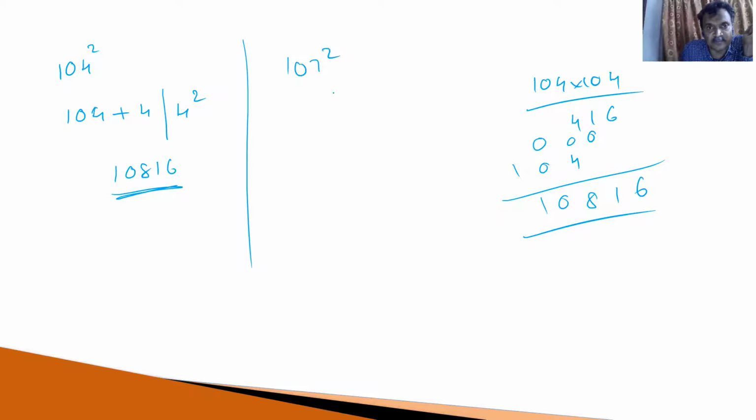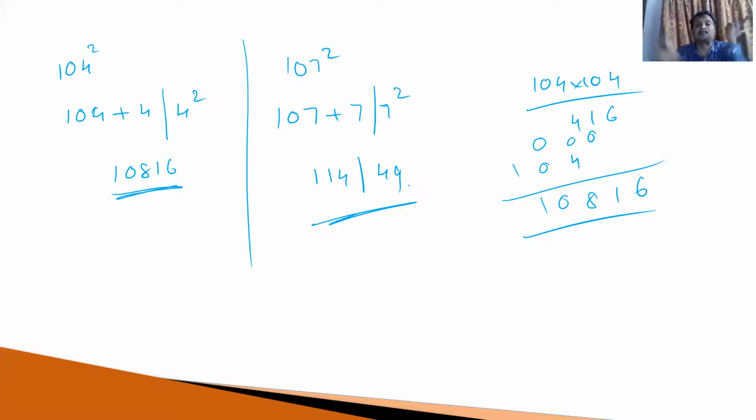What is the 107 square? What is the nearest base? That is equal to 100. So 107 plus, here 107 is how much excess than 100? That is equal to 7. Just add 7 to this number and take a square of this number. 107 plus 7 is equal to 114 and 7 square equal to 49, which is required answer. That's it. Very simple format. Is it clear, all of you?